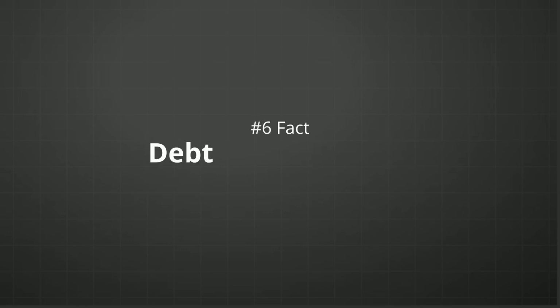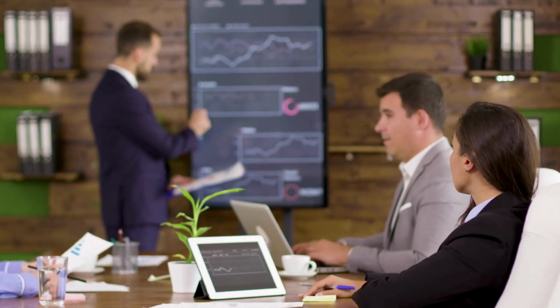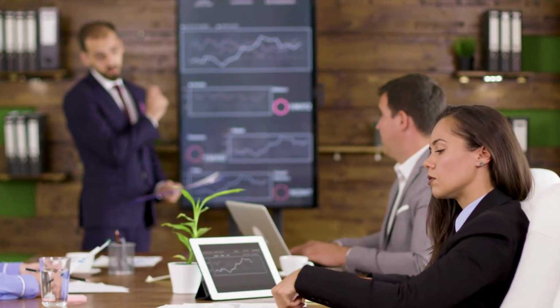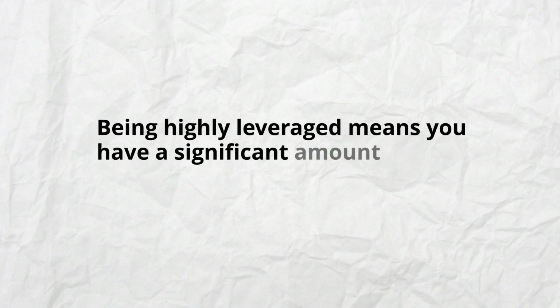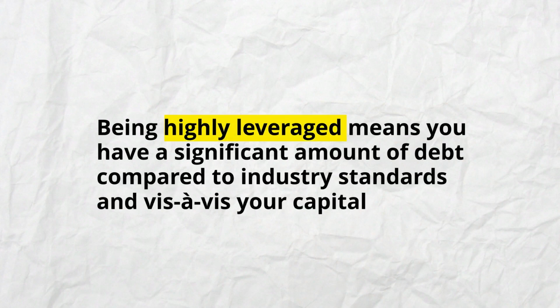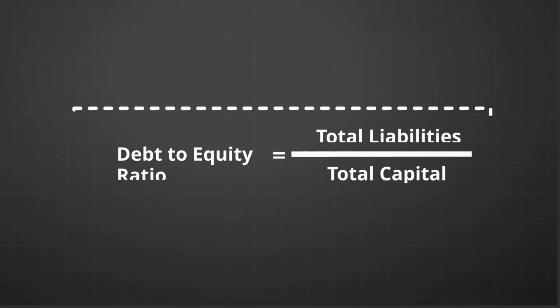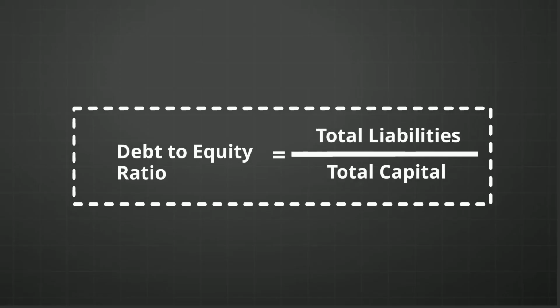Number 6 on the list, debt to equity ratio. This financial metric shows a business leverage position. Being highly leveraged means you have a significant amount of debt compared to industry standards and vis-a-vis your capital. Dropshipping accountants estimate it as debt to equity is equal to total liabilities over total capital.